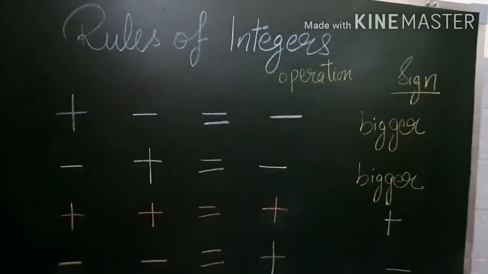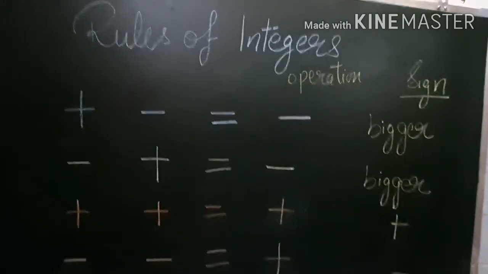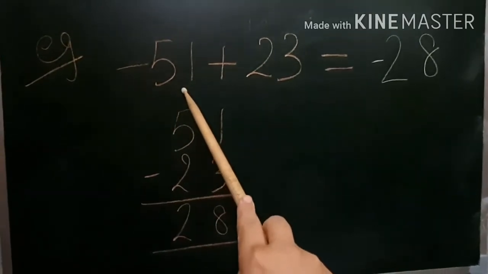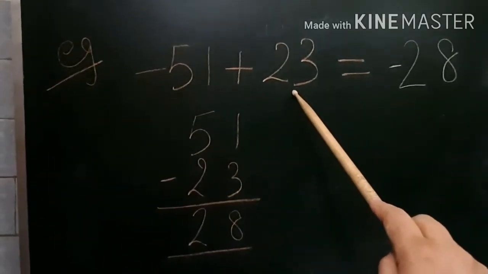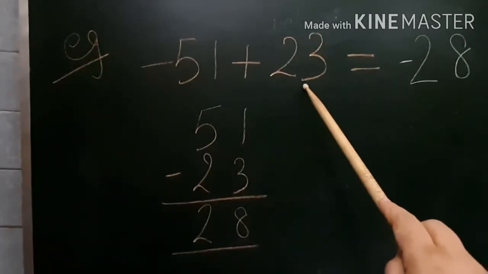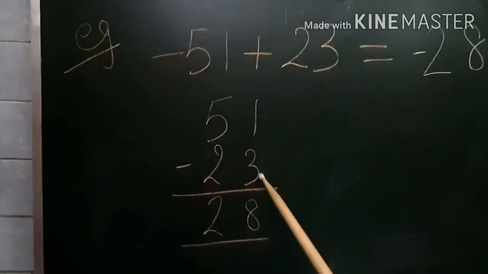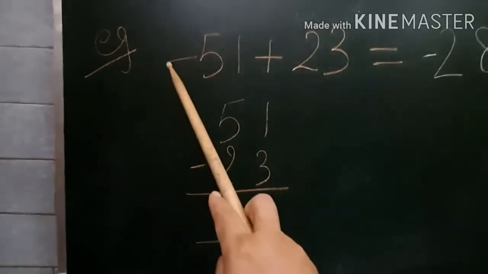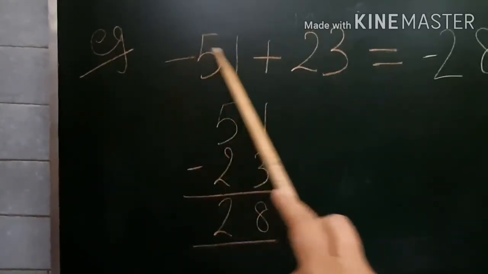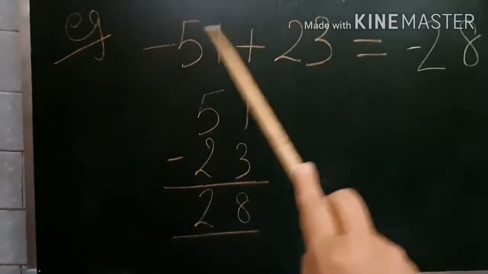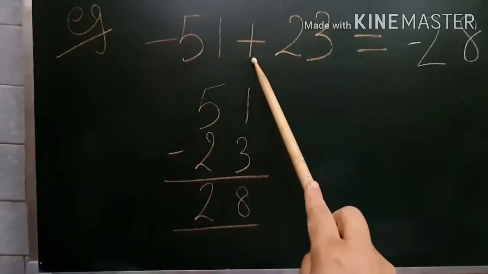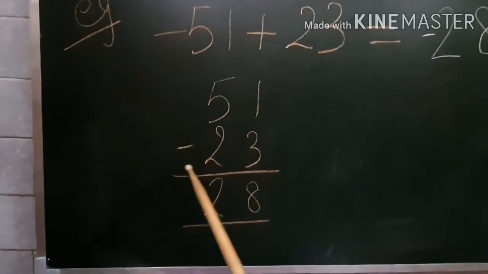Let us understand this by using some examples. Now let's have a look at our example. I have -51 plus 23. I simply subtract these two numbers because one of your integers is negative and one of your integers is positive. And as I said, when you have one negative and one positive, we do subtraction.